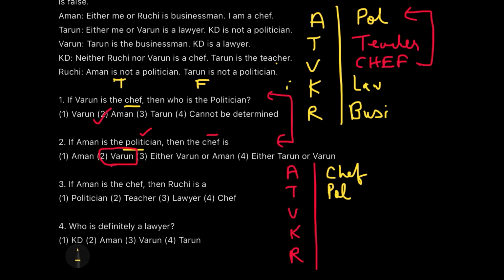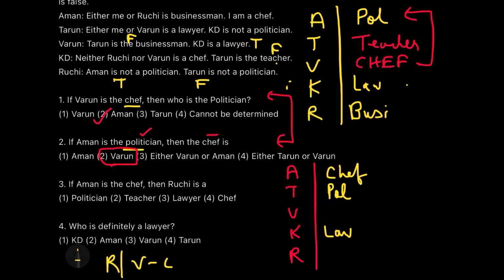But then don't worry, that's how we do these questions. Now moving next, Tarun is the teacher will definitely be false. Now, so if Tarun is the teacher is false, that means Ruchi and Varun is not a chef is true. That means we will not be keeping Varun as the chef and Ruchi as the chef. This is true. Okay, moving next is about another statement about Tarun. Tarun is the businessman. Now, again, if Tarun is the politician, he cannot be the businessman. So that means again KD is the lawyer. So we can again confirm that KD is the lawyer, just like the case number 1.